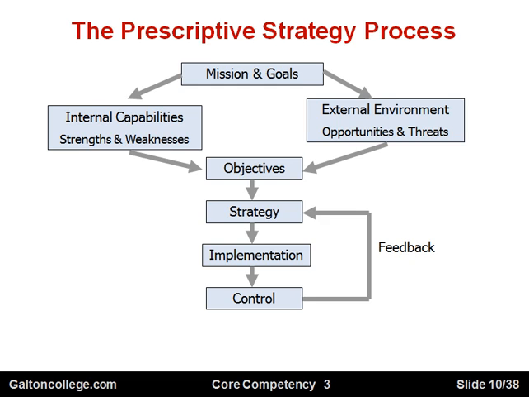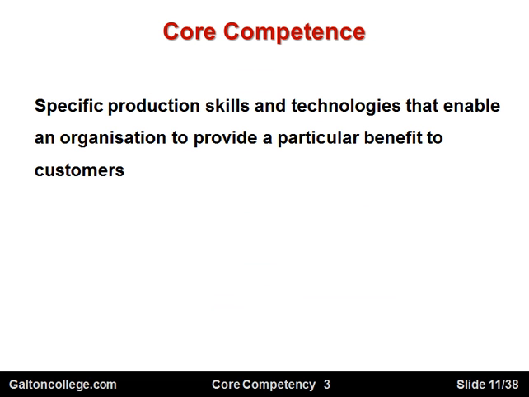Now, the core competency, well, specific production skills and technologies that enable an organization to provide a particular benefit to customers. These would be the core competencies, the specific production skills and technologies. What is it that the business can do that other businesses find difficult? What particular advantage has the business got over its competitors? And if we can classify these, then we are on our way to identifying the core competencies of the business.